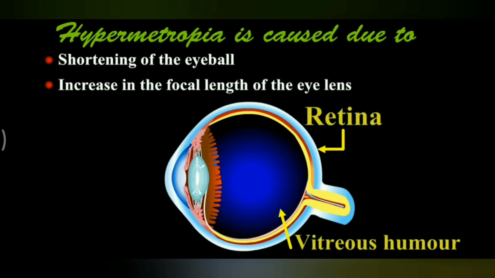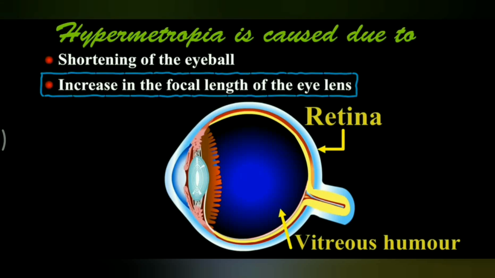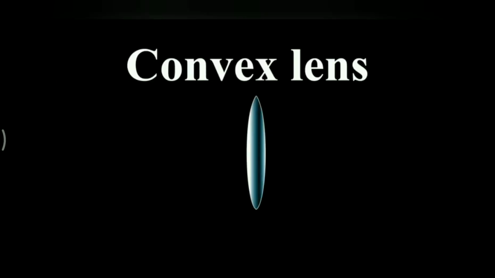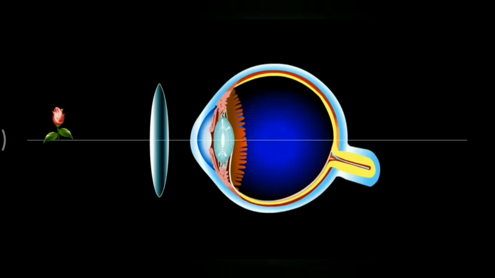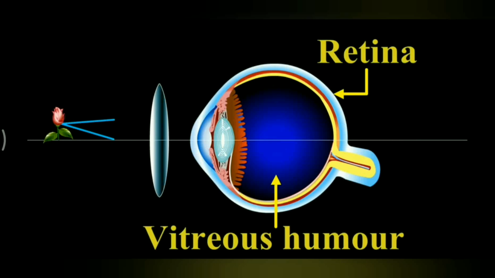This defect occurs when either, first, the eyeball is shorter than its normal size, that is when the distance between the eye lens and the retina is less than the normal distance, or second, the focal length of the eye lens is larger than its normal focal length. Hypermetropic eye can be cured by using a convex lens, which is a converging lens. By placing a convex lens close to the eye, the rays coming from the nearby objects can be focused at the retina.